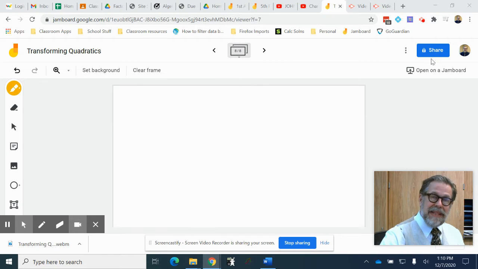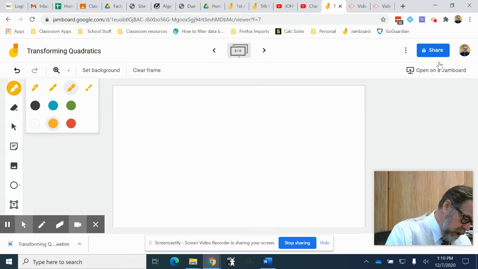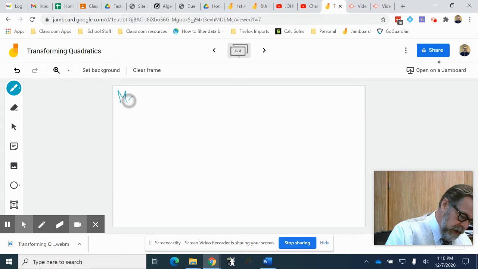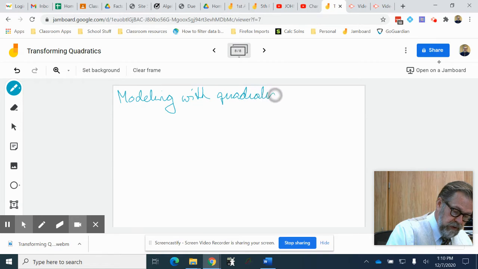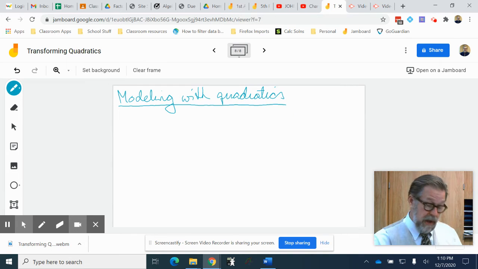Right. Let's talk about modeling with quadratics a little bit. Mathematical modeling is actually one of the more useful reasons to have math. I mean, other than keeping track of how much money you have in your bank account.